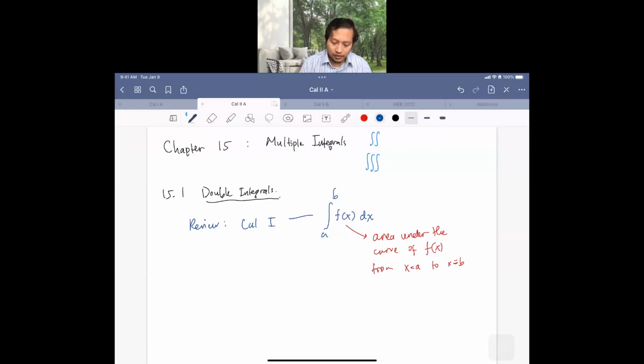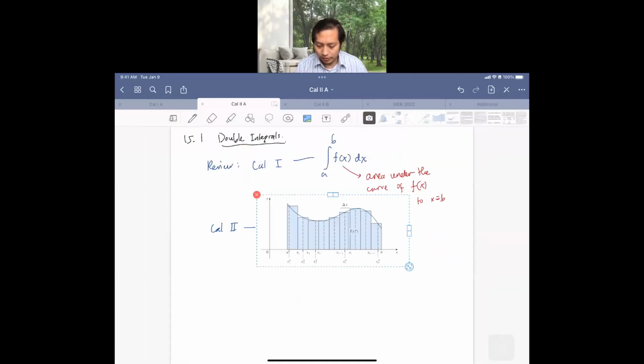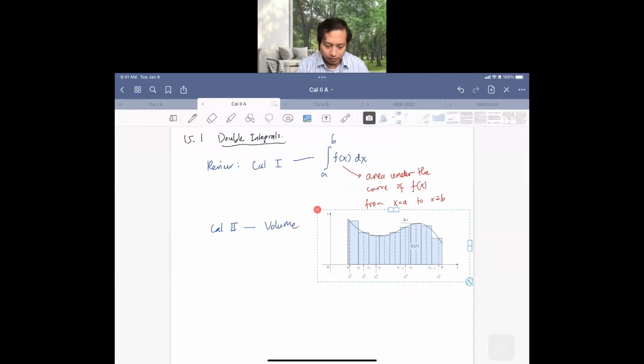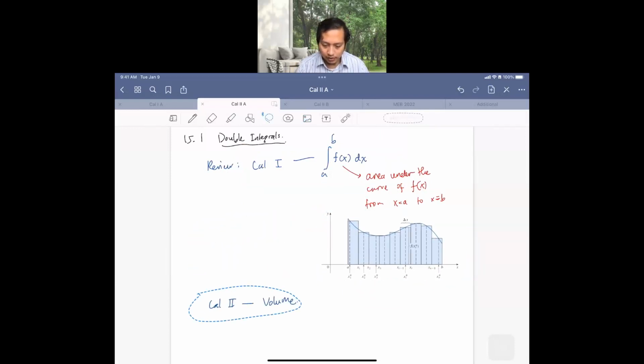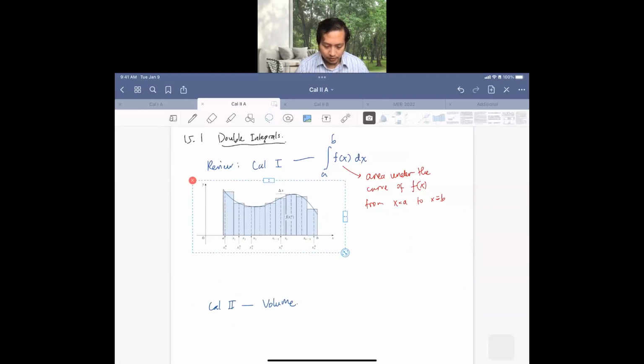Now in calculus 2, what we are going to evaluate is not area, but volume. So let me write this as volume. This is what we did in calculus 1, right? Let me put a here, about here, and b maybe around here.